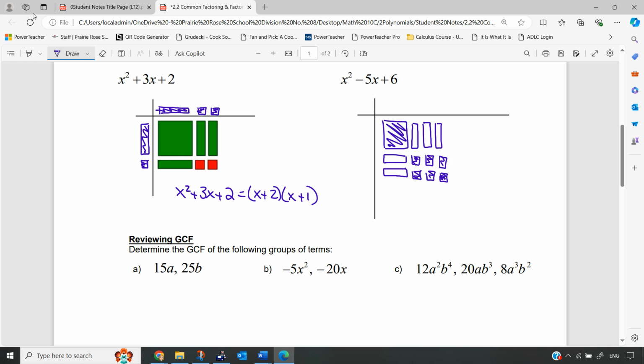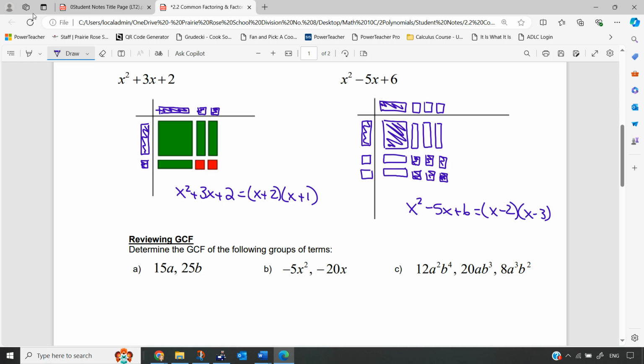So I have x squared, that's going to be x times x. And I have negative x, so that means I'm going to be multiplying by a -1, and I'm going to have 3 of those. And down here I have negative x, so that's going to be a positive x times a -1. And notice that a -1 and a -1 will make a positive 1. So my algebraic statement will be x squared minus 5x plus 6 equals x minus 2 times x minus 3.